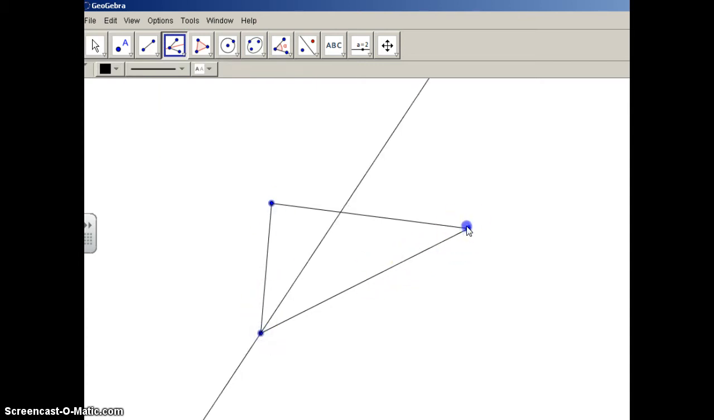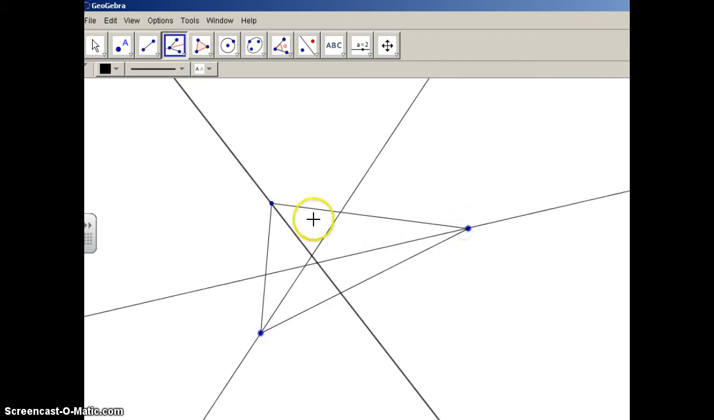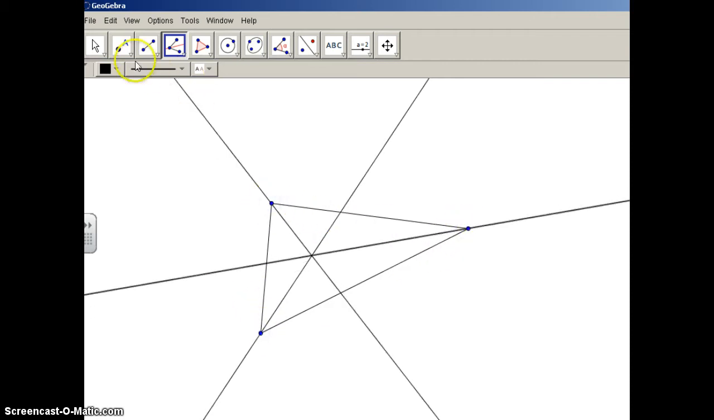So there's the first, here's the second, and there's my third. Okay, and I'm going to mark my point of intersection there. All right. Now, this is what we call concurrency, when all of the segments intersect at one point. Okay? The point of intersection for the angle bisectors is what we call the incenter.